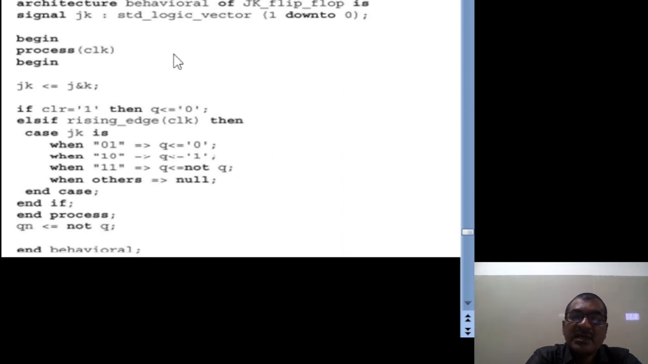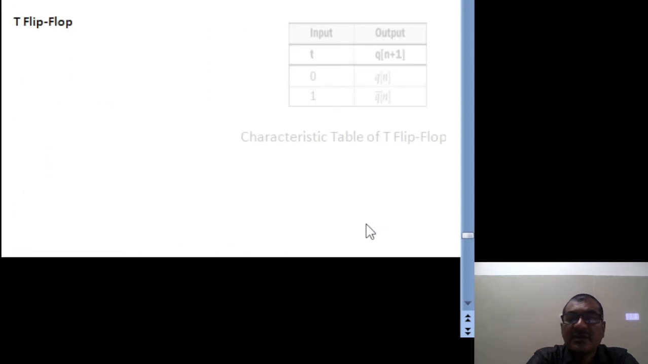So up to this the flip-flop action is over, but you also have to mention the Qn value. Qn is always the complement of Q. So Qn less than or equal to not of Q. Finally after that, end behavioral, that is end architecture name. So I think you are clear about writing the VHDL program for this JK flip-flop. Then you check it once.